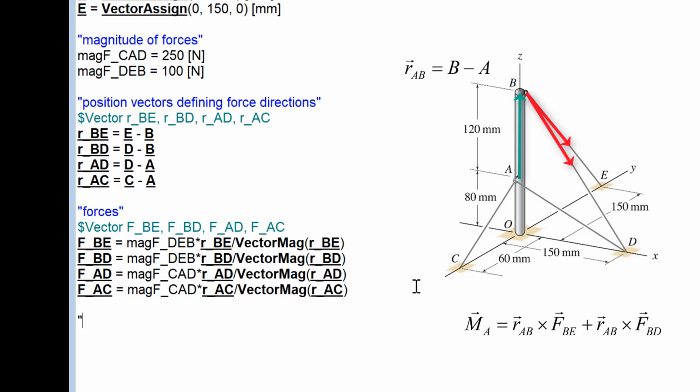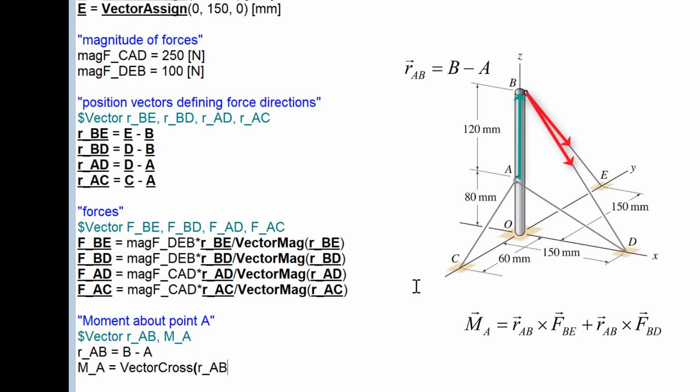So the moment vector about point A is RAB crossed with FBE, so that's the moment produced by the force FBE, and then I'll add to that RAB cross FBD, so that's the additional moment produced by force FBD. And RAB is just point B minus A. So here's those calculations.